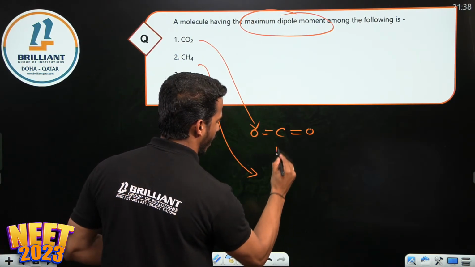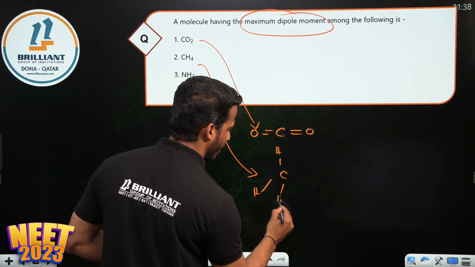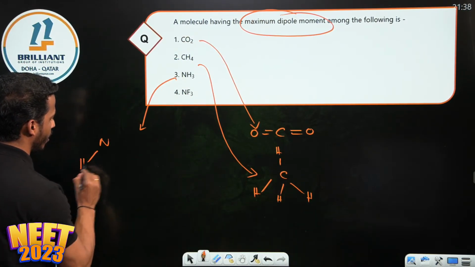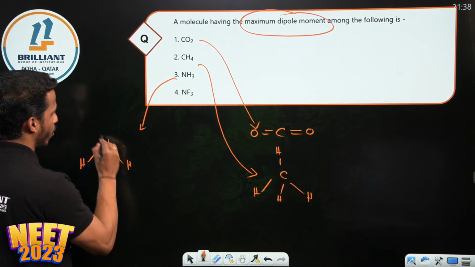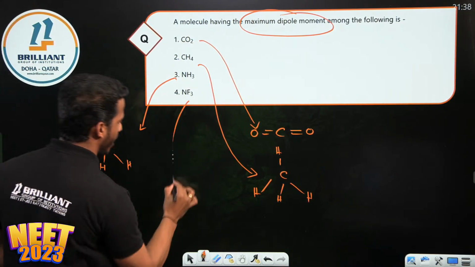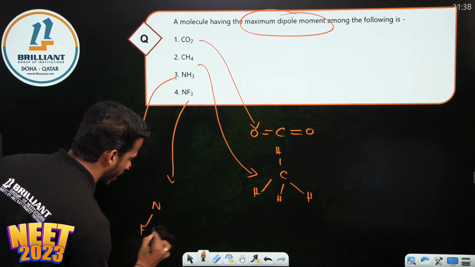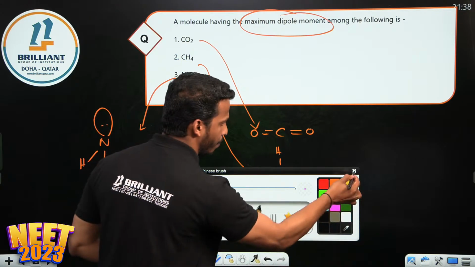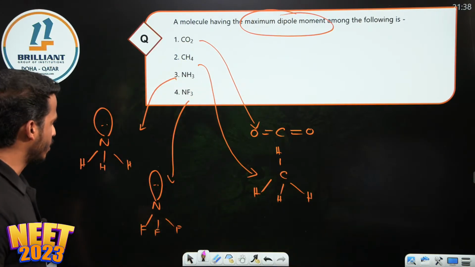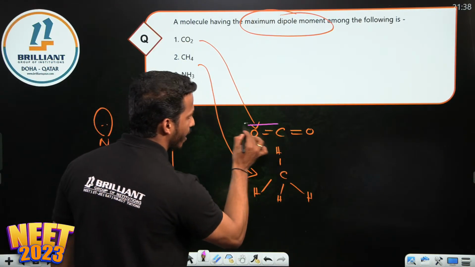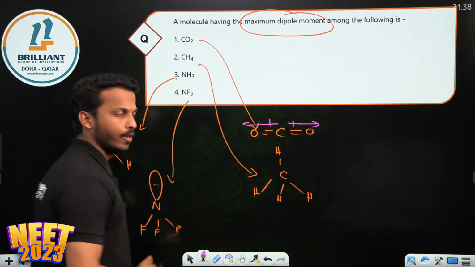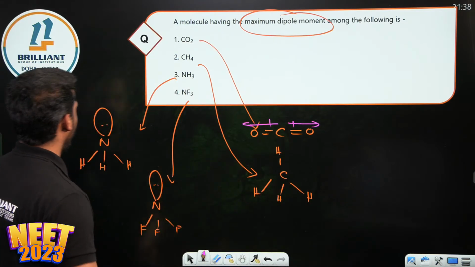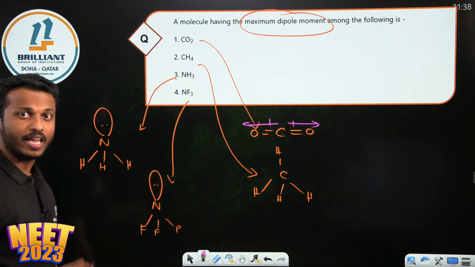Methane is tetrahedral in shape. Ammonia has trigonal pyramidal shape. And NF3, that's also trigonal pyramidal. Which one, dear all, has higher dipole moment? Yes, very good. They are all linear in shape, so their dipole moments cancel. Tetrahedral shape also, their dipole moments cancel. NH3, NF3, yes, they have dipole moment.